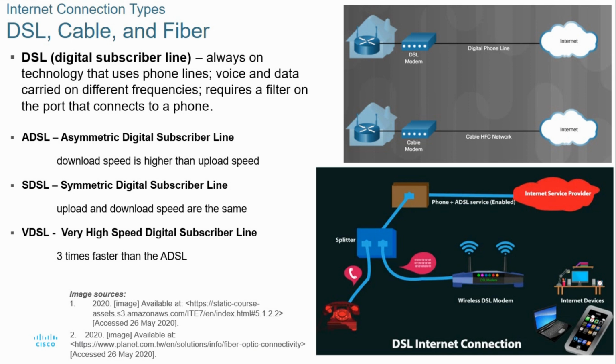Lastly is the VDSL, or the very high bitrate DSL. This is the fastest form of the DSL because it uses copper wire, but it is for a limited distance only. On the average, VDSL is 3 times faster than the ADSL.